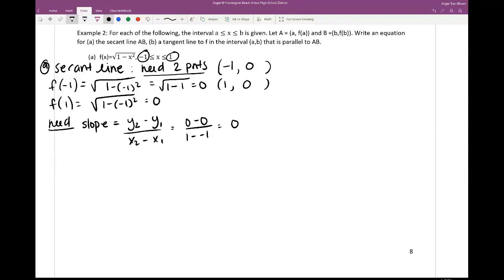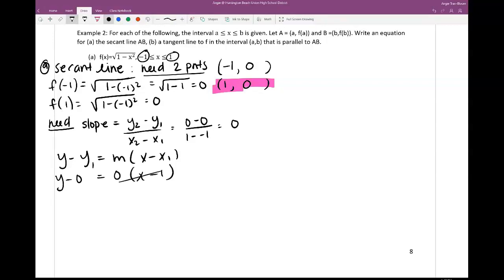And here is the secant line. y minus y1 equals m times x minus x1. You can pick either point, but I'm going to pick the positive one, okay? So y minus 0 equals slope 0 times x minus 1, but 0 times anything is going to be 0. So my secant line is y equals 0. So that is the line. So that's part A.